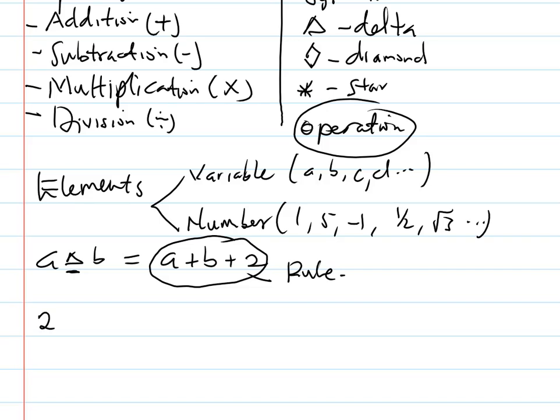So if I pick 2 delta 3, now A matches with 2, B matches with 3. So it's saying that let's add the two numbers and add 2 to it. So what are the two numbers? 2 and 3. So we can do 2 plus 3 plus another 2. It has to follow the rule. And this will give us 2 plus 2 gives us 4, 4 plus 3 gives us 7.